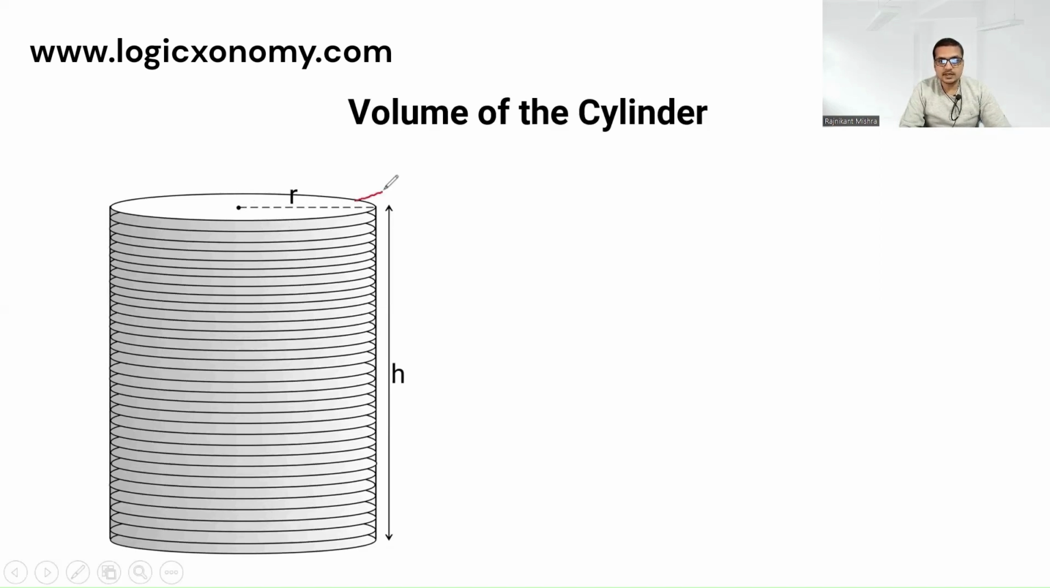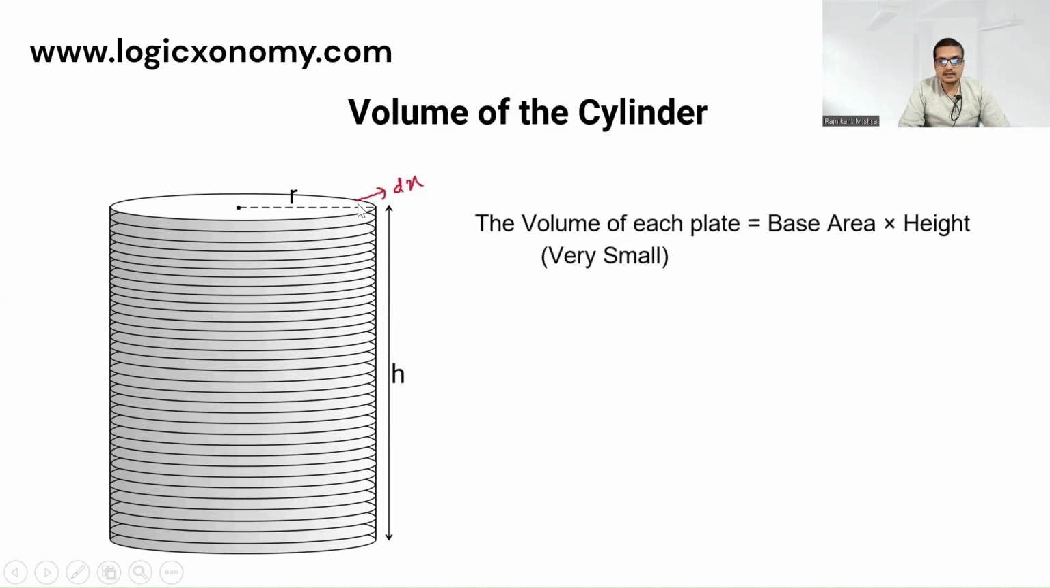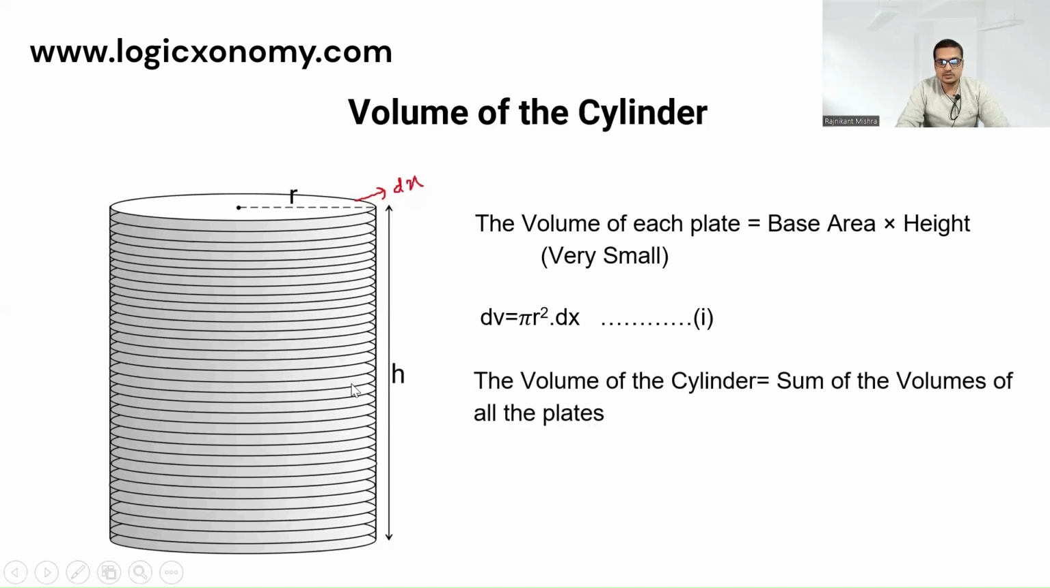Here the width of each plate is very small, which is dx. Then the volume of each plate is base area times height. The base area is πr², height dx. The volume is πr² dx. To calculate the volume of the cylinder, we have to add all these volumes. Here we use the concept of integration. Now integrate both sides with limit 0 to h.